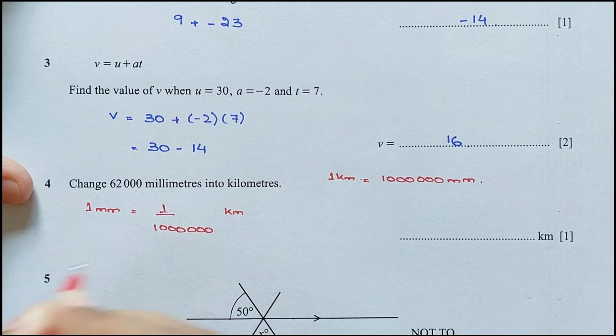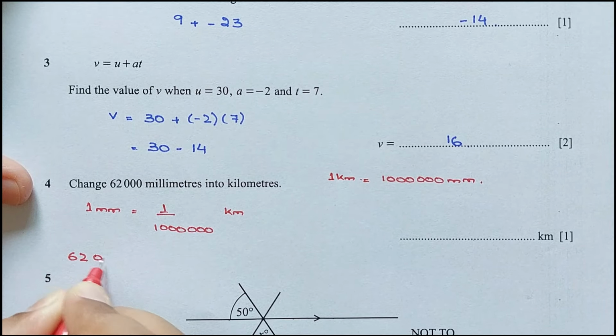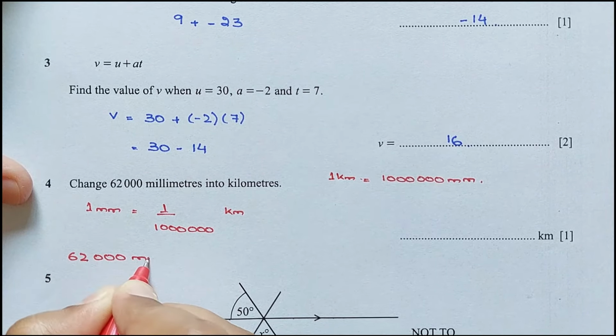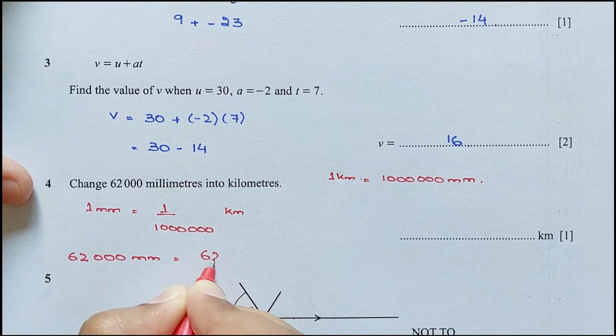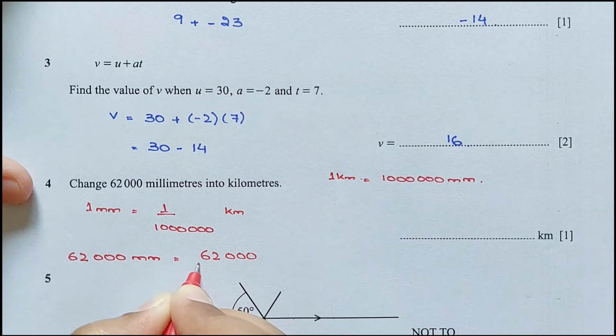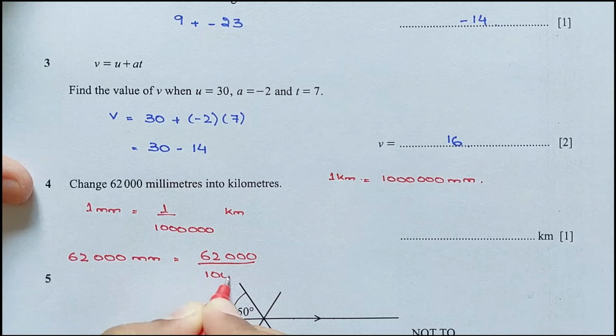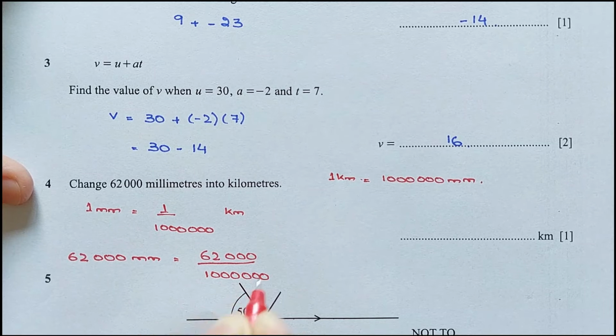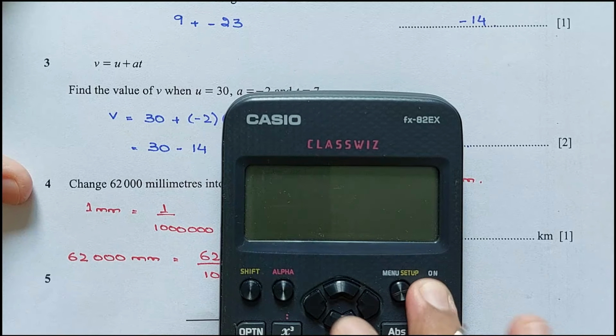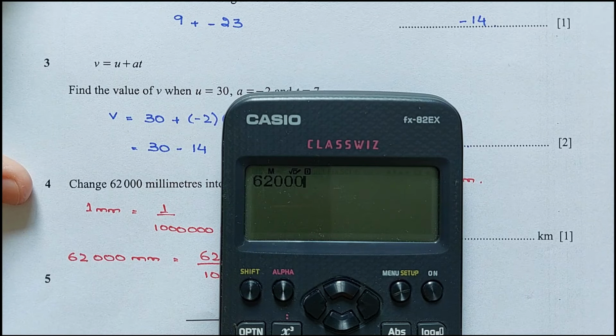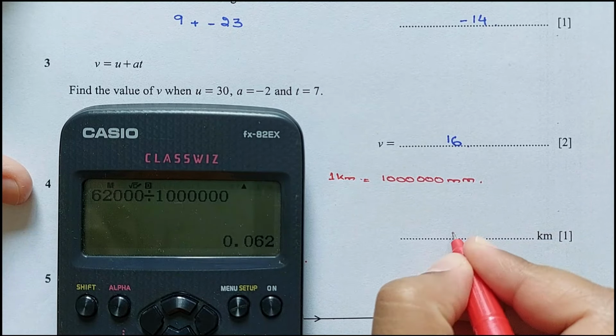kilometers. So 62,000 millimeters is equal to 62,000 over 1 million kilometers. 62,000 divided by 1 million is 0.062 kilometers.